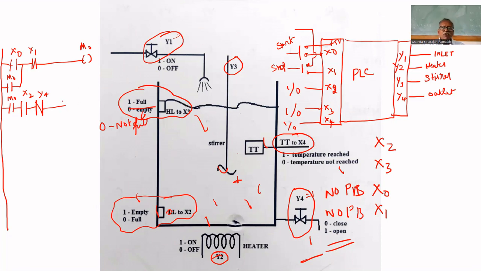So if it is not full, it means it is 0. Zero means we have to include that also, X3 also. Then what is the inlet valve? Y1. Is it sufficient? What all are we checking?